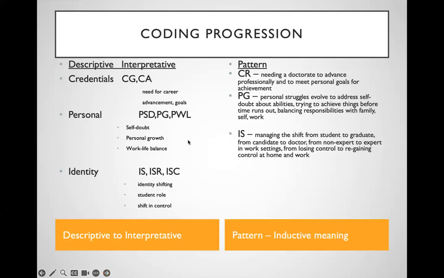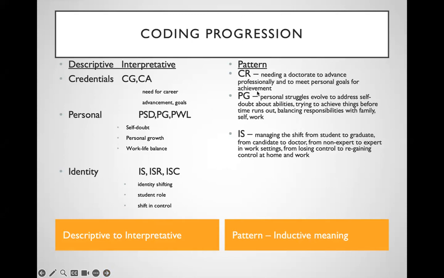So how do we move, or how do we do that? No? So here we progress, no? From the coding, CG, CA, PSD, PG, PWL, IS, ISR, ISC. So here you see from descriptive, it becomes interpretative. And then we identify patterns.